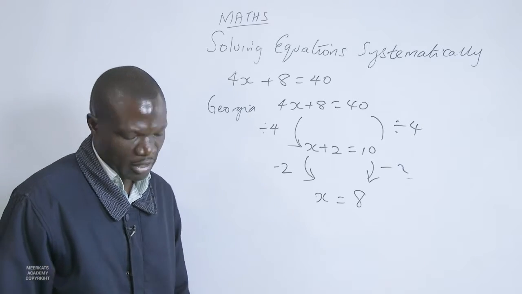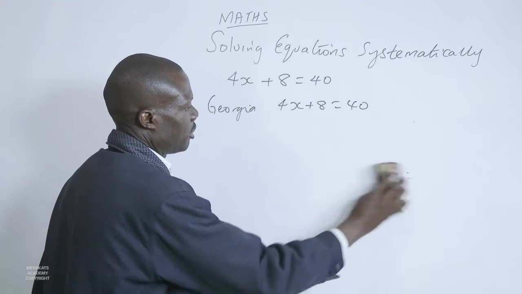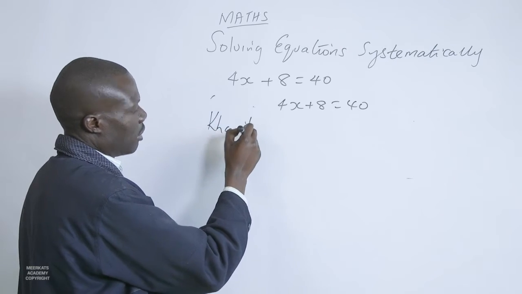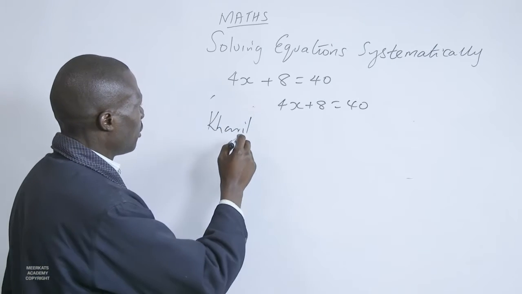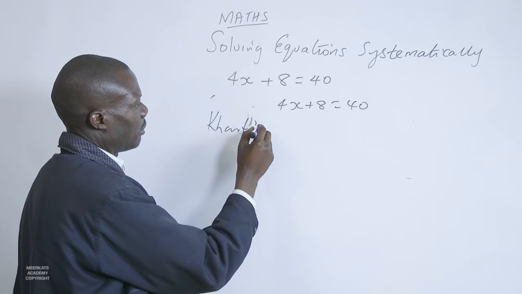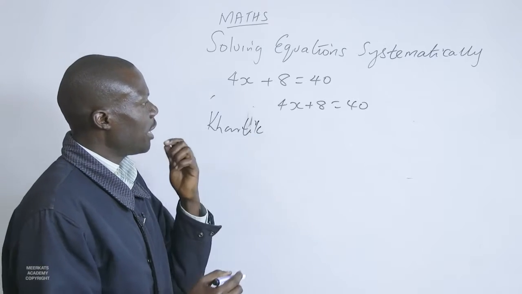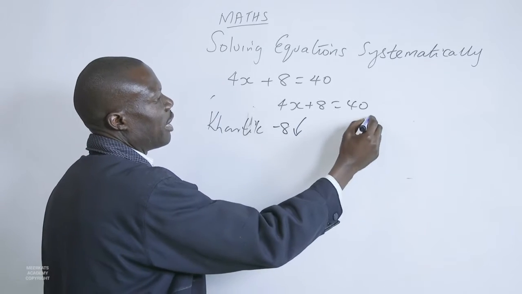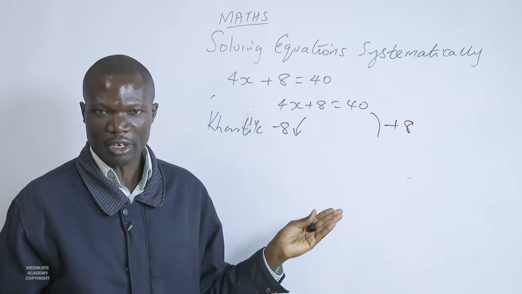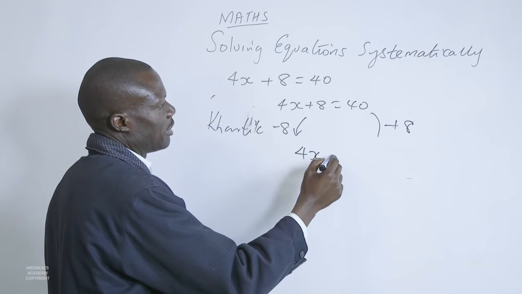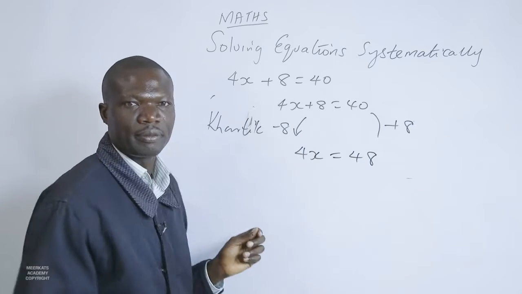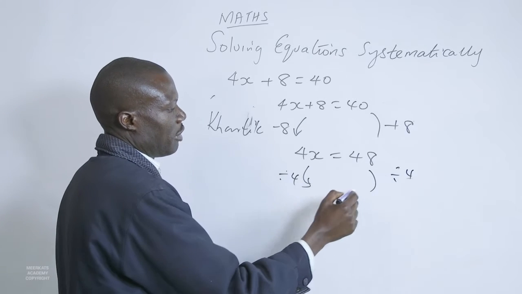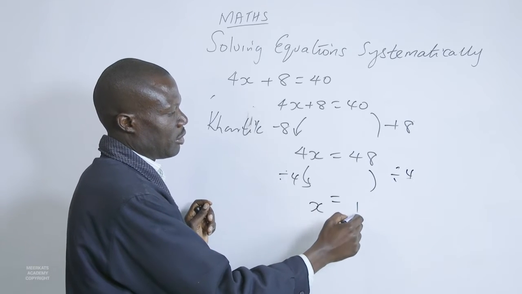The second student, in his approach, did the following. This boy was called Hartik. In his approach, he decides first to subtract 8 on this side, and on the other side, he added 8. That is how he approached it. Then he arrived at 4x is equal to 48. Then he went ahead and divided both sides by 4, and what you have is x is equal to 12.